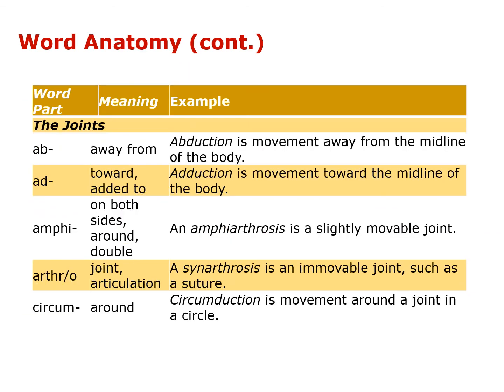Joints: ab means away from, abduction, moving away from the midline. Ad means toward or added to. Adduction is movement toward the midline of the body. Amphi means on both sides, around, or double, and amphiarthrosis is a slightly movable joint. Arthro means joint or articulation. And circum means around, and circumduction is movement around a joint in a circle.